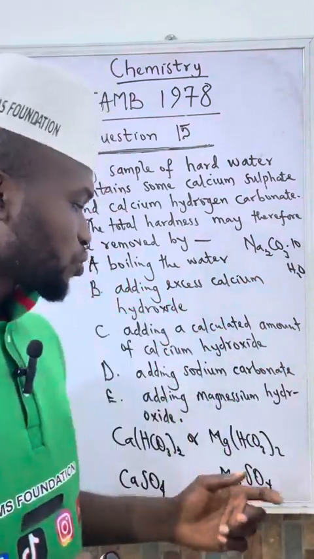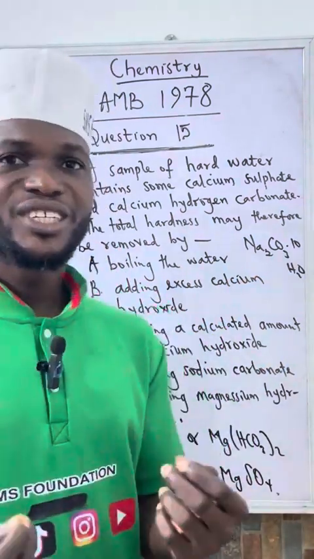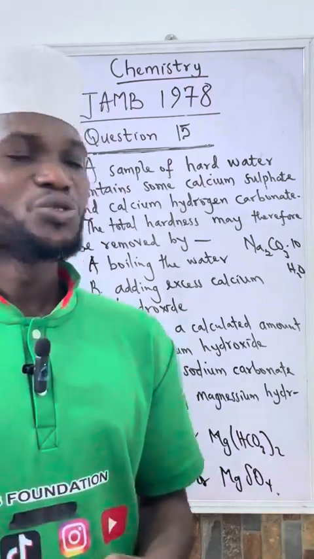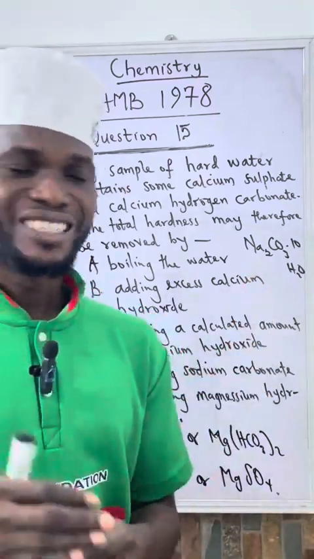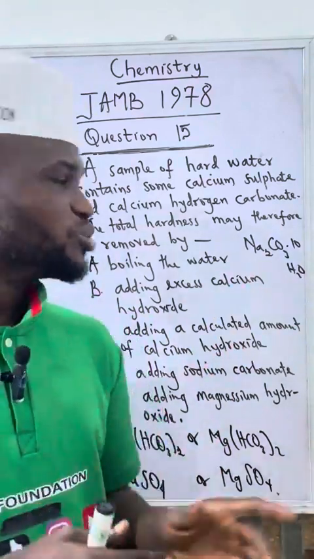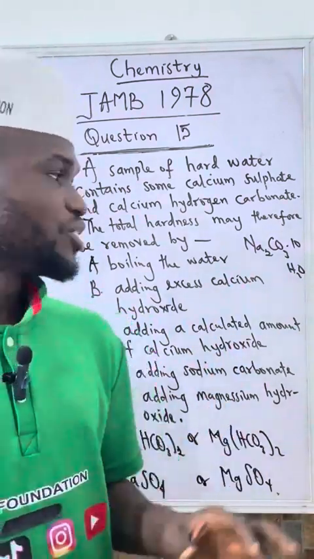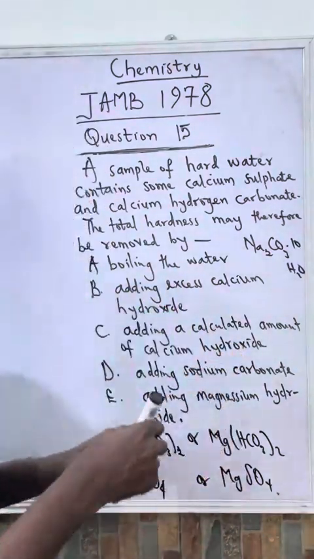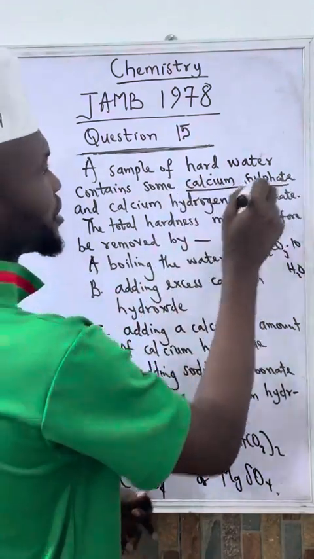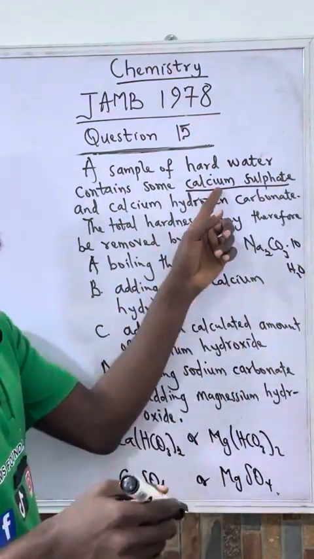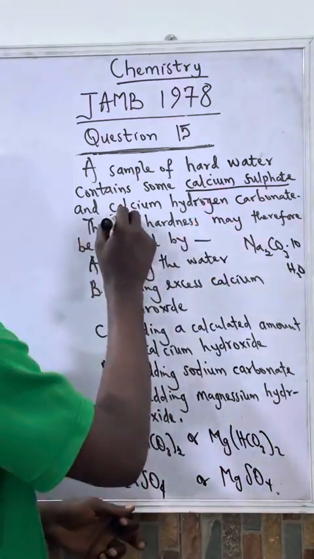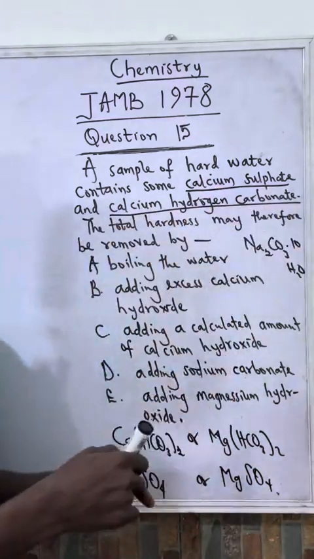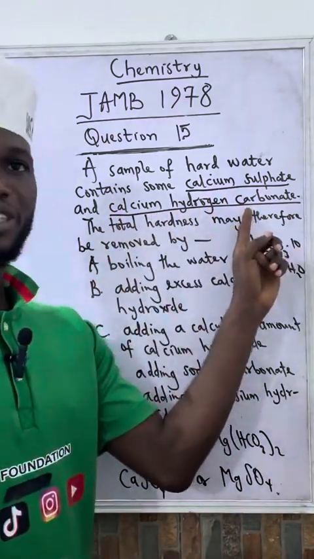Similarly, we can also use what we call ion exchange resin to remove permanent hardness. Boiling cannot remove permanent hardness. So it is only temporary hardness that boiling can remove. Now, the presence of calcium sulfate causes permanent hardness, and calcium hydrogen trioxocarbonate 4 causes temporary hardness.